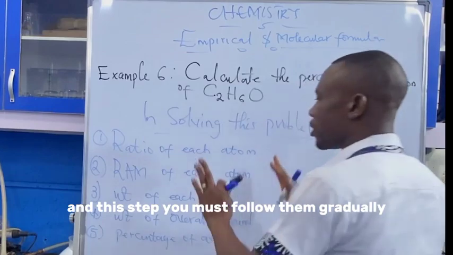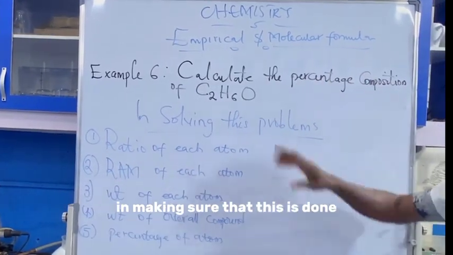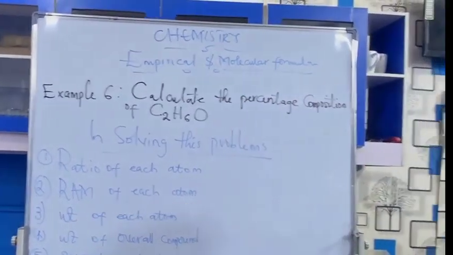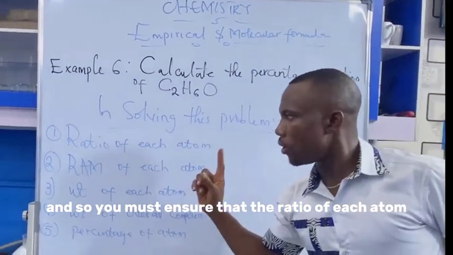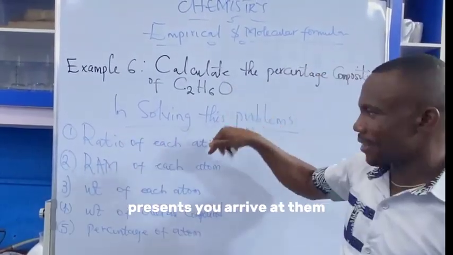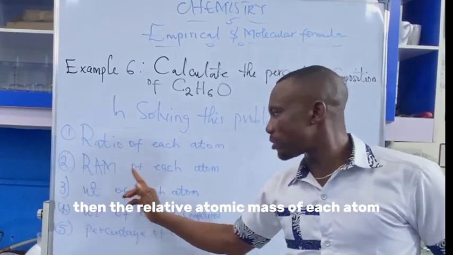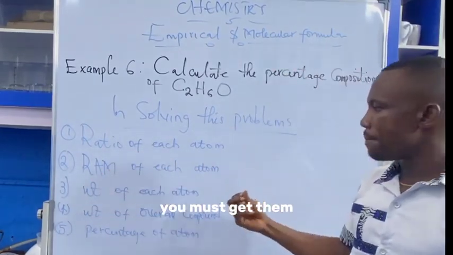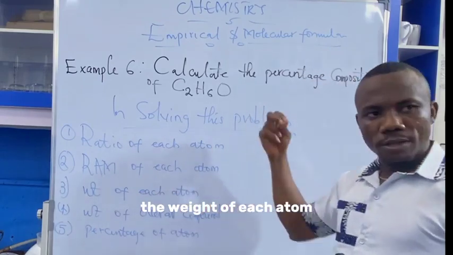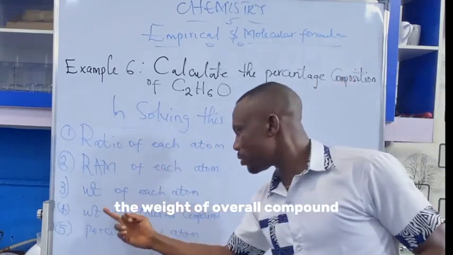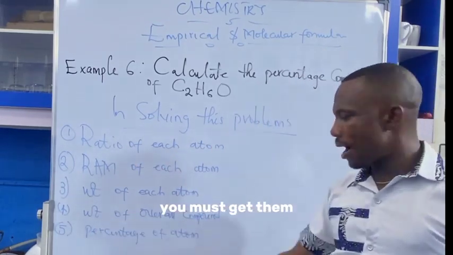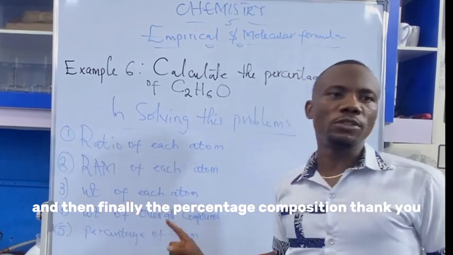You must follow these steps gradually, making sure each is done. You must ensure you arrive at the ratio of each atom present. The relative atomic mass of each atom, you must get. The weight of each atom, you must get. The weight of the overall compound, you must get. And then finally, the percentage composition.